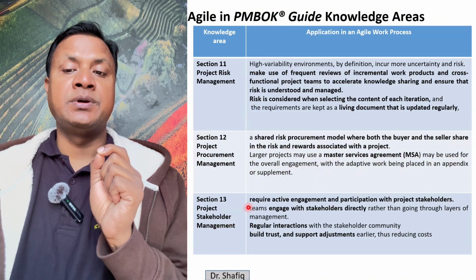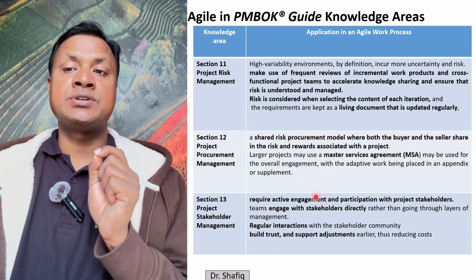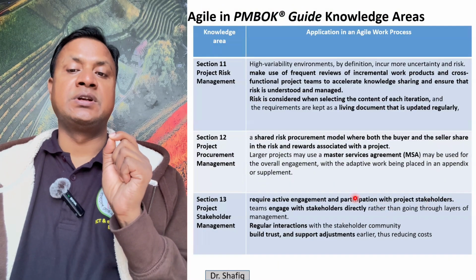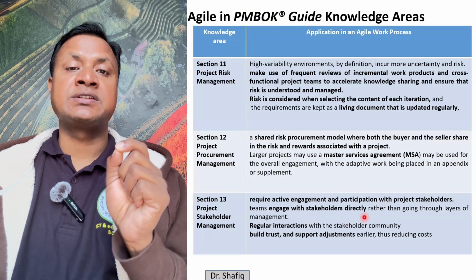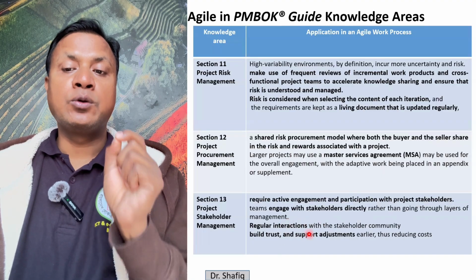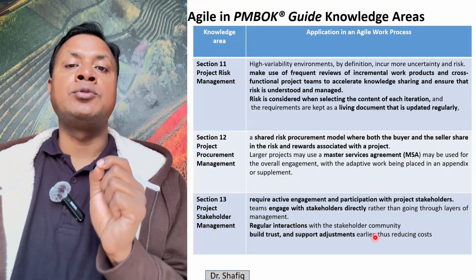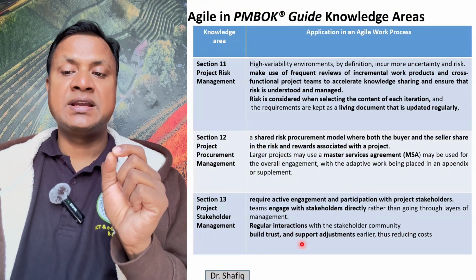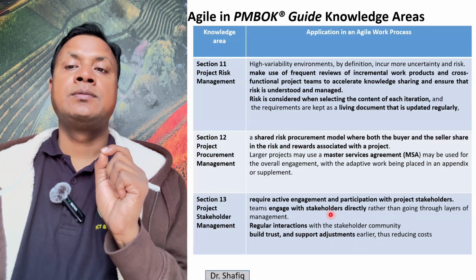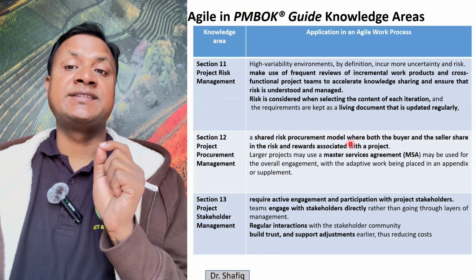For stakeholder management, we actually require active engagement. In agile process, it requires active engagement and participation with project stakeholders. Teams engage with stakeholders directly rather than going through layers of management. We ensure regular interactions with the stakeholder community. We build trust and support adjustment early, thus reducing the cost. So these are the connections between the knowledge areas and the agile practices.